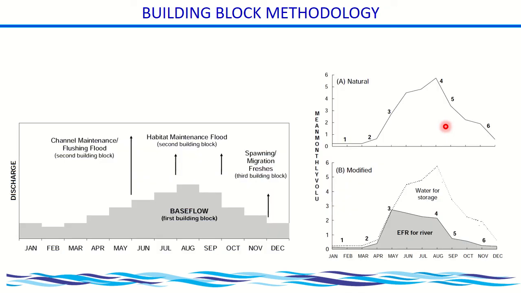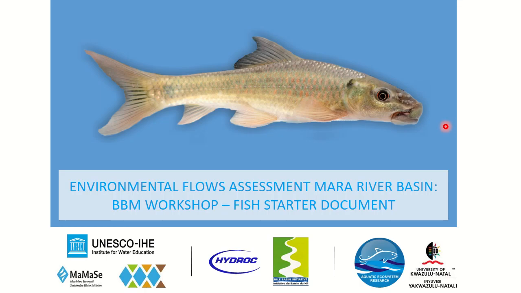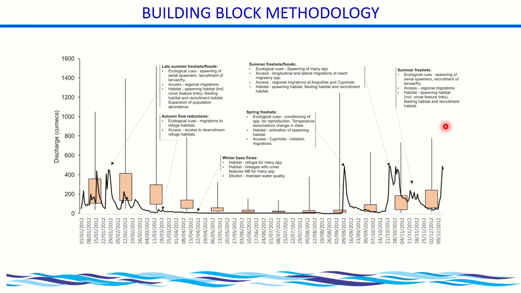Okay, this is some ideas of the building block method. What we do is we take all the different requirements and start to build blocks to determine, in terms of the high flows and low flows and the ecological requirements of different species, what do we need to do? Okay, this was a very old assessment method. This is the example from the Mara Basin. I've just given you some examples.